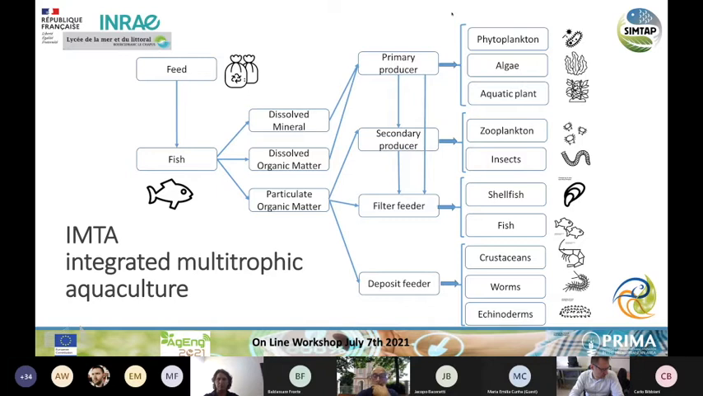Integrated multi-trophic aquaculture is generally designed in this way. You give feed to fish, which emit in the environment dissolved minerals, dissolved organic matter, and particulate organic matter, which will support the development of primary producers, secondary producers, filter feeders, and deposit feeders. Among all of these species, we concentrated our study on algae, mollusks, and crustaceans.